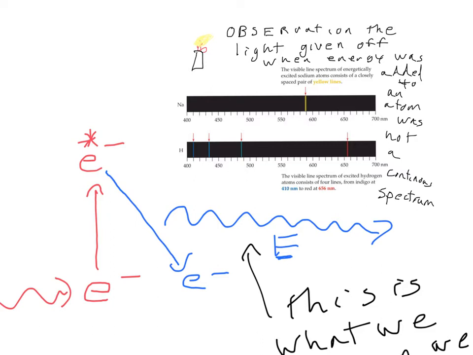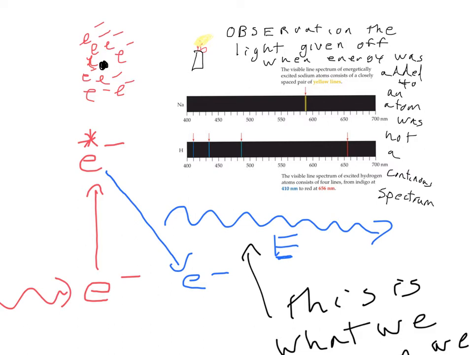This was a mind-blowing concept. It had already been established that atoms had a nucleus, and it had already been established that the electrons moved around somewhere around the nucleus. But now, for the first time, we had experimental evidence that these electrons couldn't move around however they wanted to. They could only move around with certain set energies.